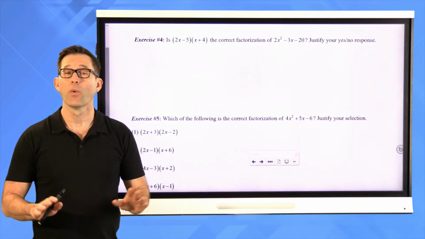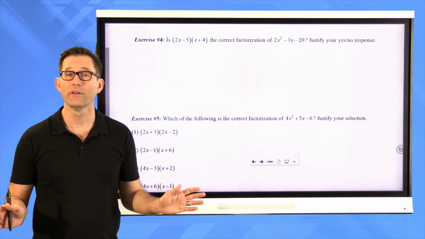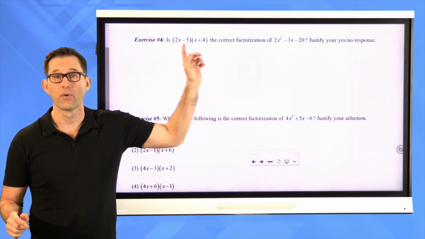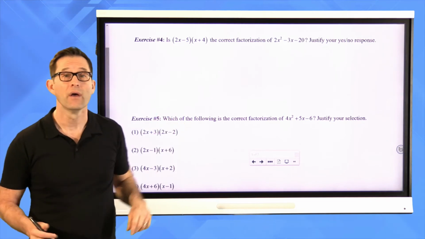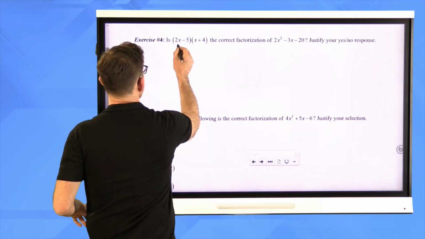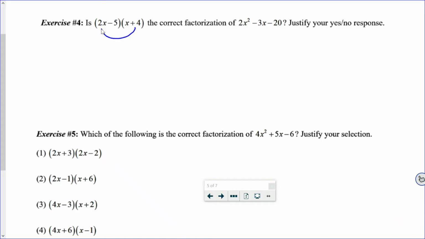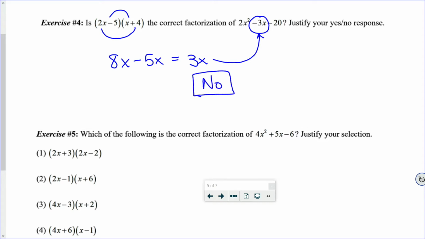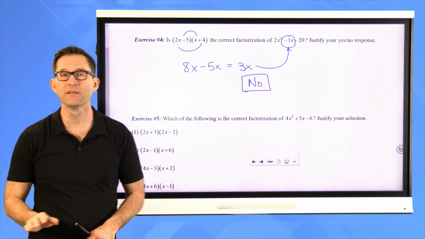Well, again, I really don't need to multiply it all the way out because I know that the first and last work. I can take a look at, first, let me go with my outer. 2x times 4 is 8x. Negative 5 times x is negative 5x. That's equal to positive 3x. Here I should have a negative 3x, so the answer is no. It's that simple, it's no.